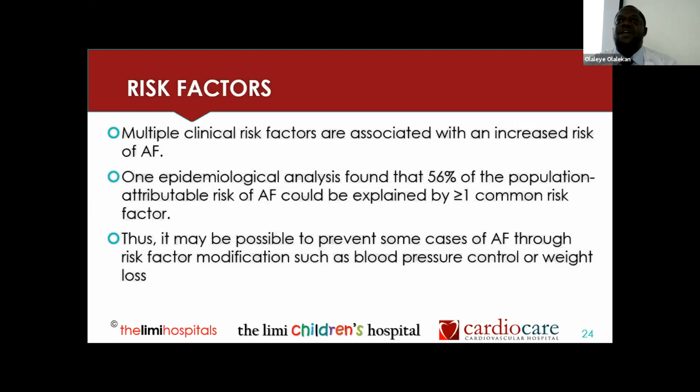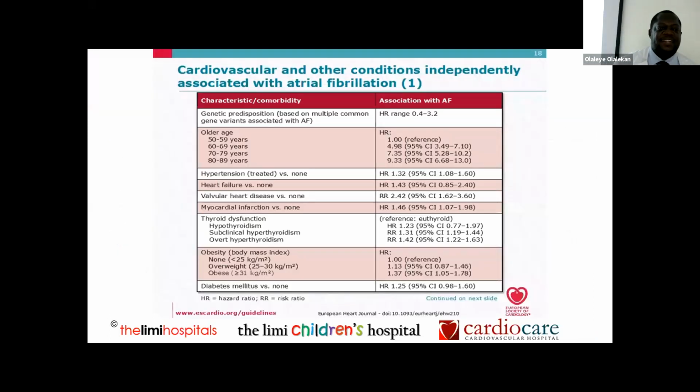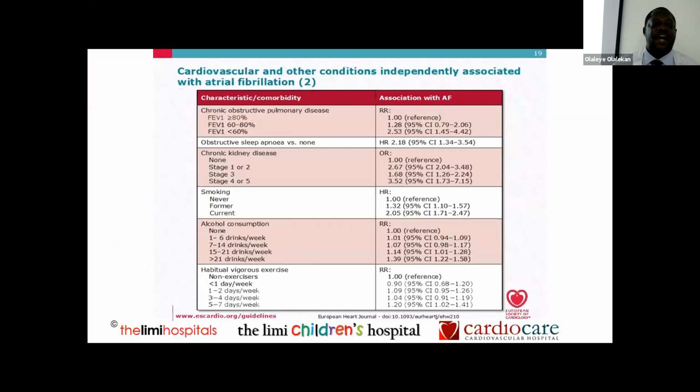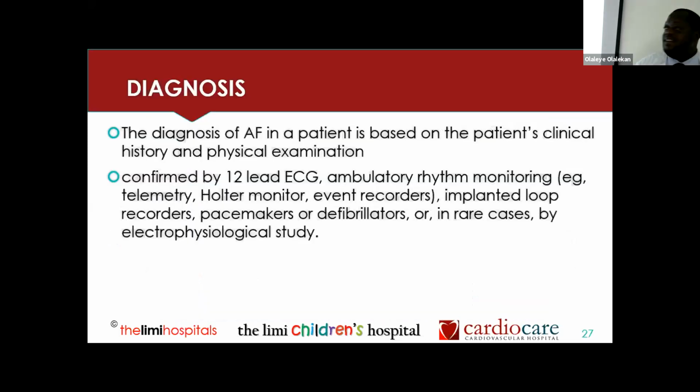And the importance of identifying risk factors is if you control some of these risk factors, it is possible to prevent some cases of atrial fibrillation, especially among the risk factors that are reversible. Maybe, for example, patients with thyroid disease and some like that. And this is just a table listing some of the risk factors: hypertension, heart failure, thyroid dysfunction, obesity, diabetes. So we can always go through this when we get the slides.